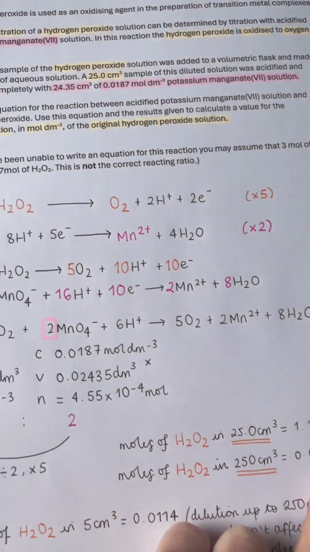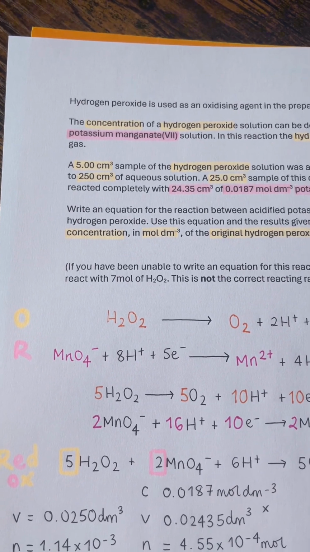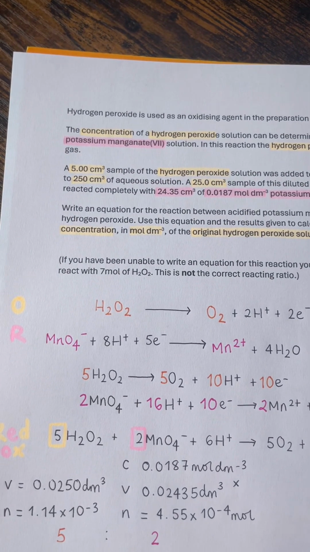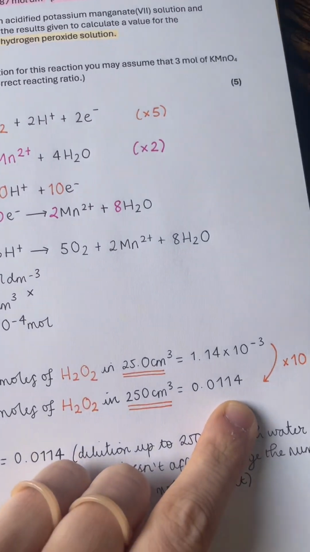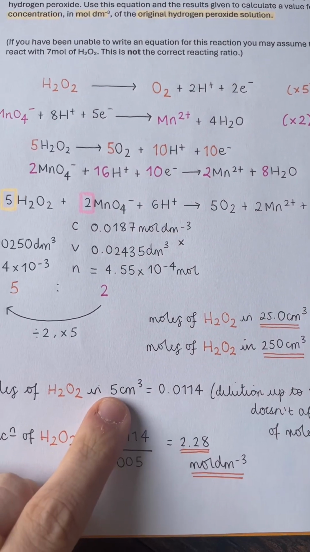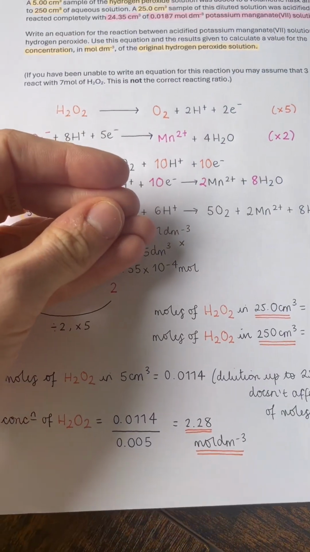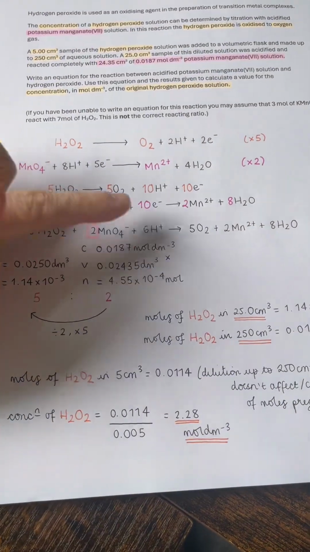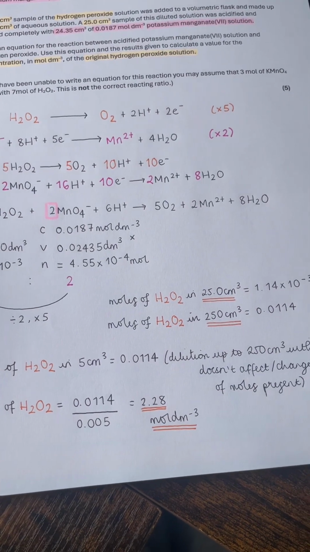Now this is the part that I think is a little bit tricky to get your head around potentially. We start with a 5 centimetre cube sample of hydrogen peroxide. That was added to the volumetric flask and made up to the 250, and then we're taking a tenth of that. Some students here might be tempted to divide the number of moles in the 250 down to work out how many moles are in the 5, but the moles is the same. If I have 5 centimetres cubed and I stick that into my volumetric flask and I then add water to that, I'm not changing how many moles of the hydrogen peroxide were in that 5 centimetre cubed by adding water, so the number of moles will be the same.